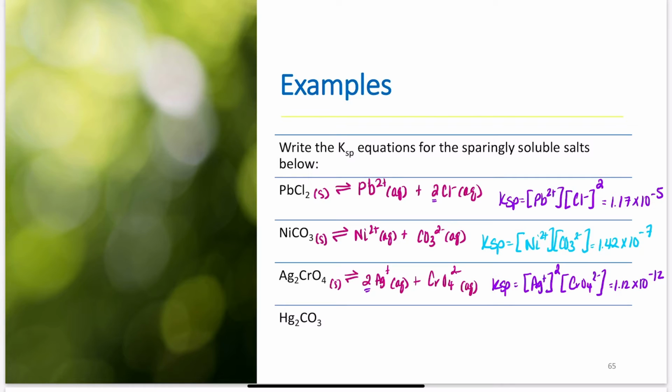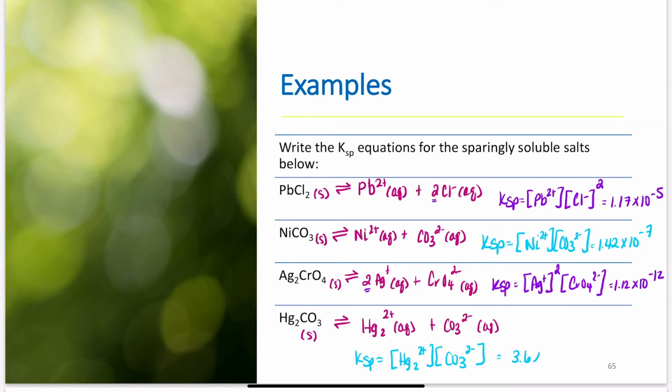And Hg2CO3, solid in equilibrium with Hg2 2+. You have to recognize that polyatomic here. Plus CO3 2-. And Ksp here is [Hg2 2+] times [CO3 2-], which is 3.6 times 10 to the minus 17.